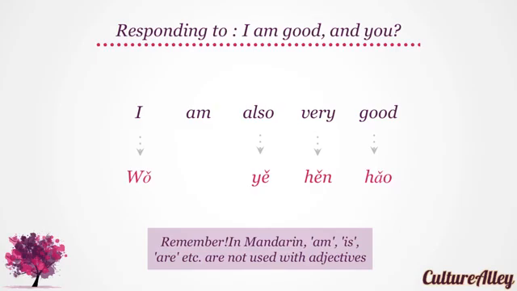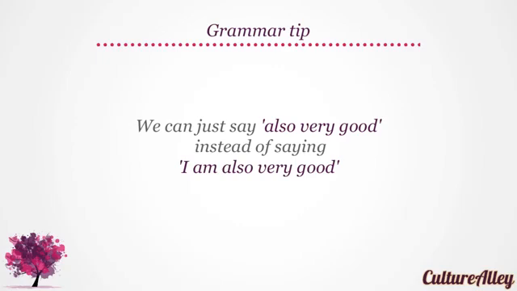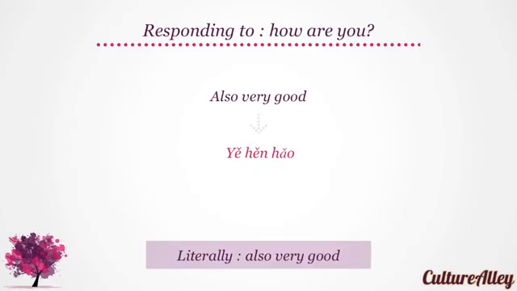Let's try saying that again. 我也很好. Well done. Here's a quick grammar tip for you. In Mandarin, we can just say also very good instead of saying I am also very good. Let's see how that would sound. Also very good translates to 也很好 and conveys the same meaning as I am also very good. So once again, it's 也很好.